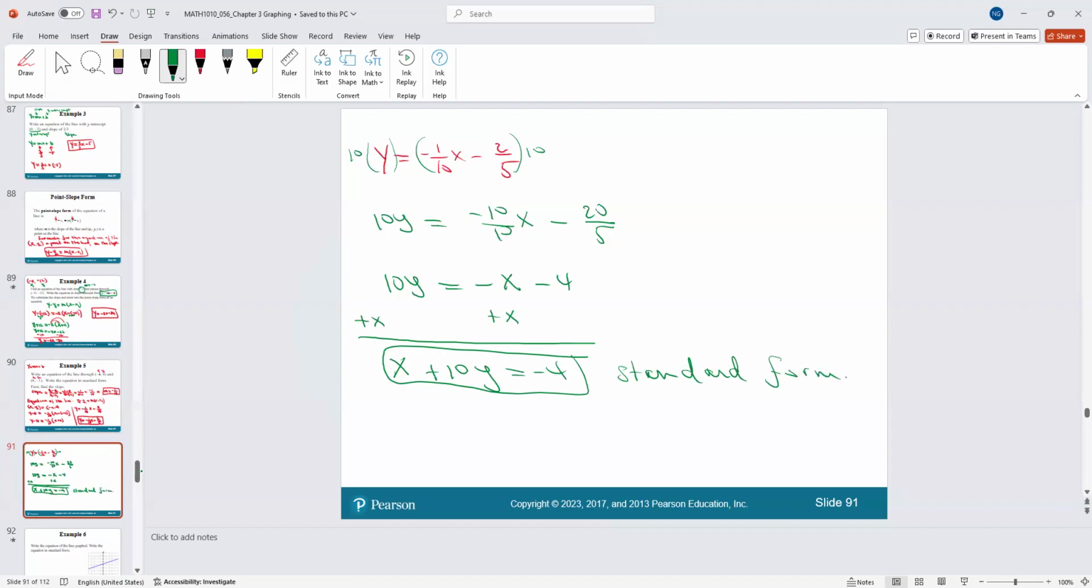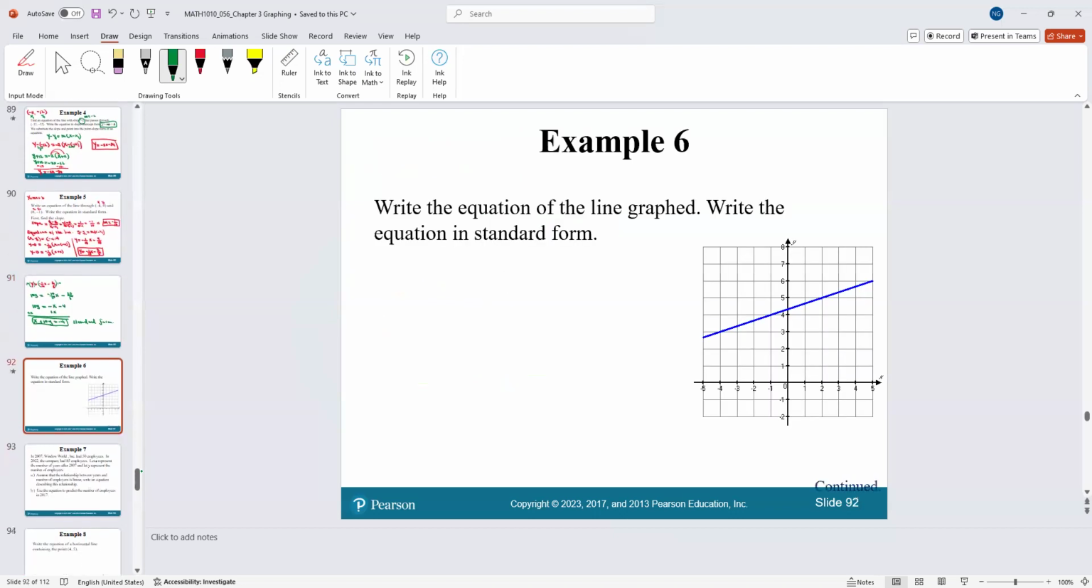Okay. All right. Another good example for you to follow. Of course, you can do that. And we can even go with another beautiful example. So number 6, write the equation of the line graph. In these examples, they don't give you any data. They only give you a graph.